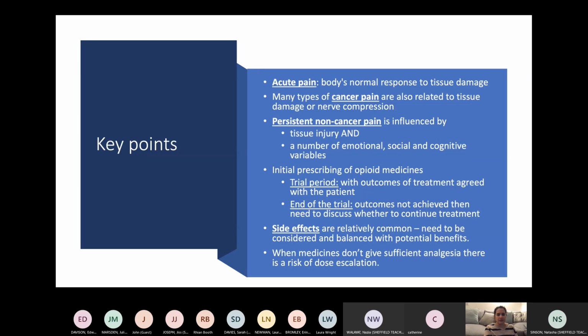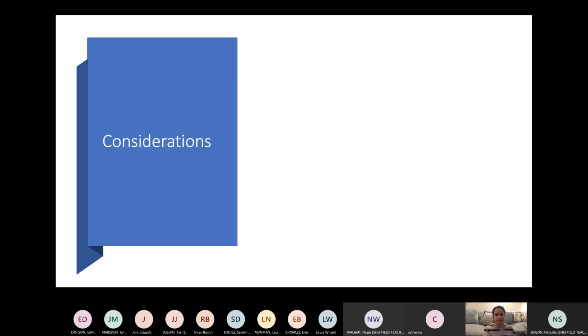And if medications don't give sufficient analgesia, then consider whether it is working, because it's that risk of dose escalation, which we see often in older people and then causes multiple side effects. So these are considerations in older people.